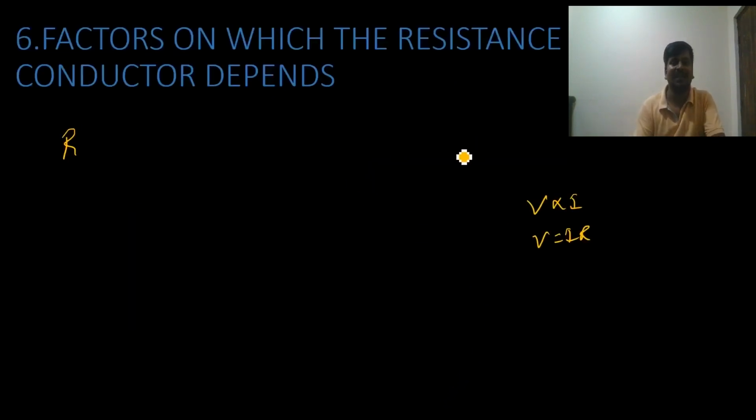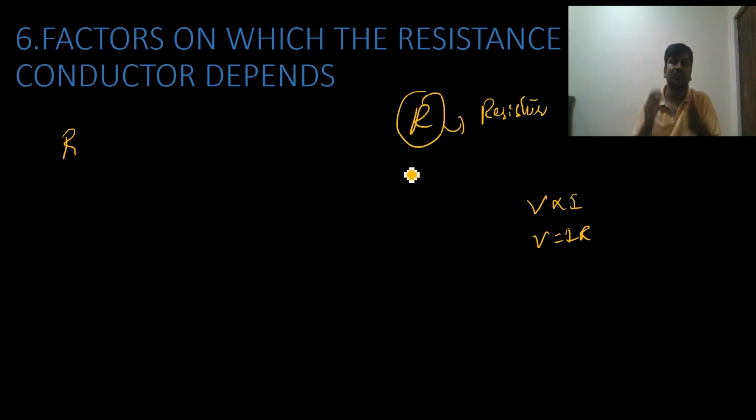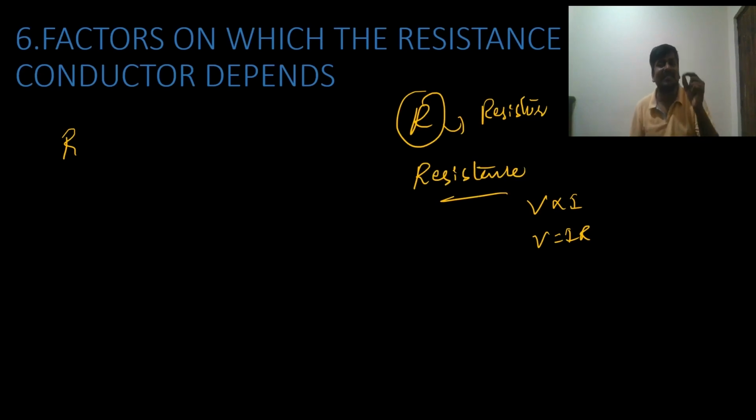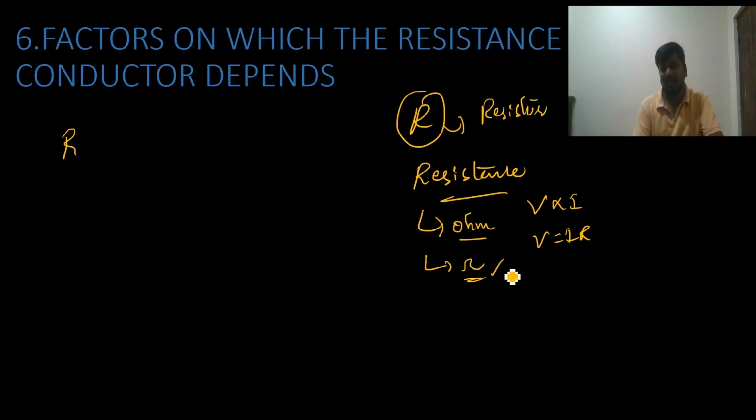Here I will explain in depth. That's the reason I didn't explain there. So here R is a resistor. A resistor is a device which is used to oppose the electric current in the circuit. Resistance is the phenomenon of opposing the electric current in the circuit. So resistance is the phenomenon, resistor is the device. What is the SI unit of resistance? Ohm. SI unit of resistance is ohm. This is its symbol.